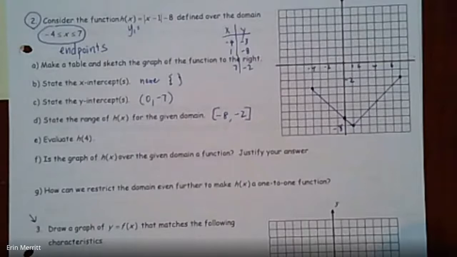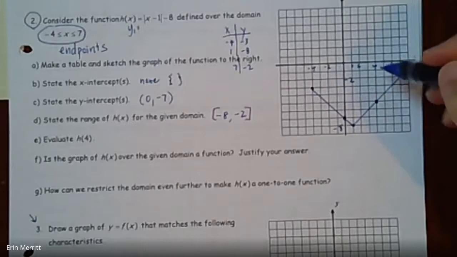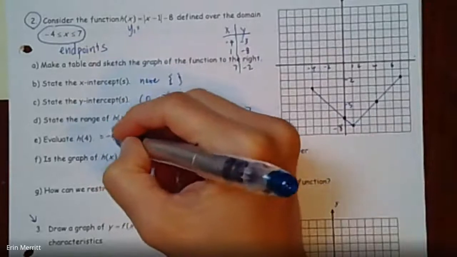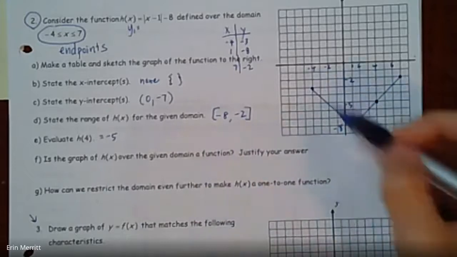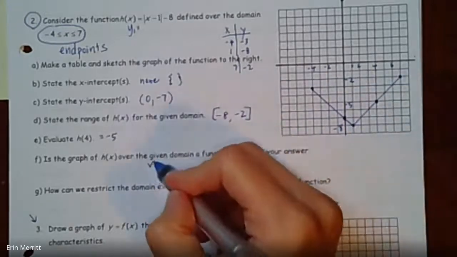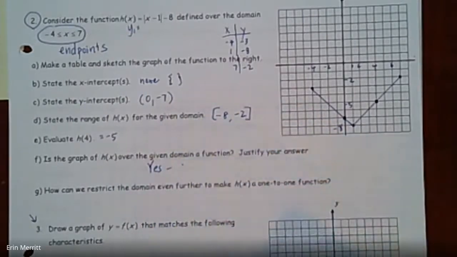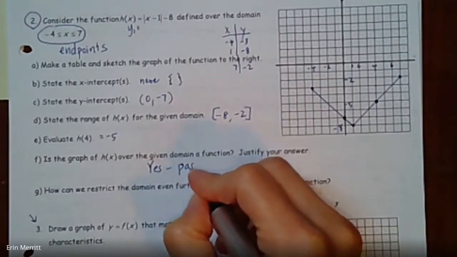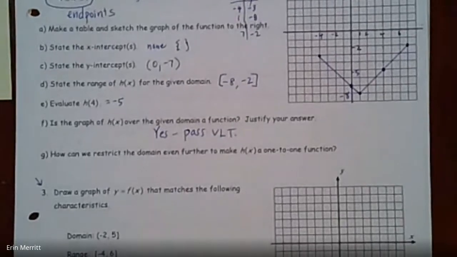All right. Evaluate h of 4. H of 4 drops right here on our graph. So that's at -1, 2, 3, 4, 5. And then is the graph of h of x over the given domain a function? So for the part that you drew, is it a function? Yes, absolutely. And then the justification, because there's no algebraic work, just explain it. So justification is that it would pass the vertical line test. So you can't just write yes. If it says justify, have some description as to why or some work as to why.